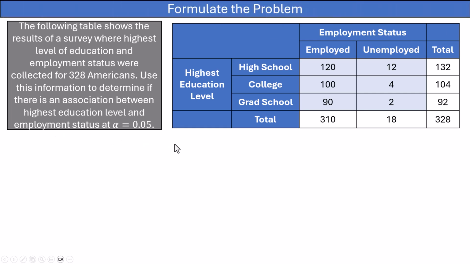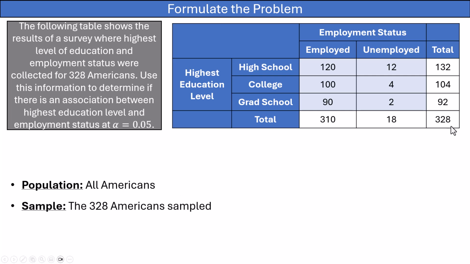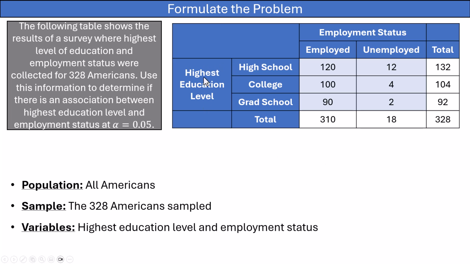So first we will formulate the problem. As part of formulating the problem, we first have to describe our population. This is a survey of Americans, so we might consider the population all Americans. The sample includes the 328 Americans that were sampled, that we have data for right here. The variables are highest education level achieved and employment status.